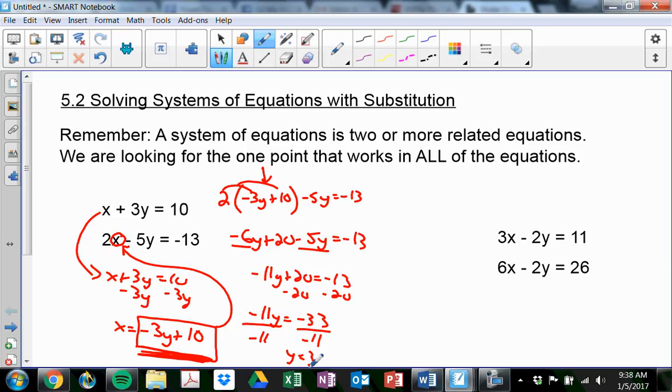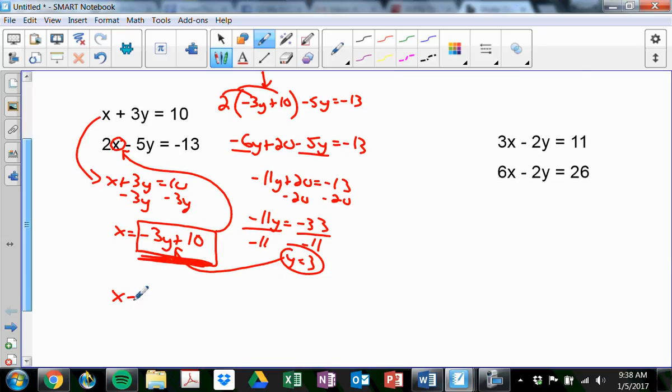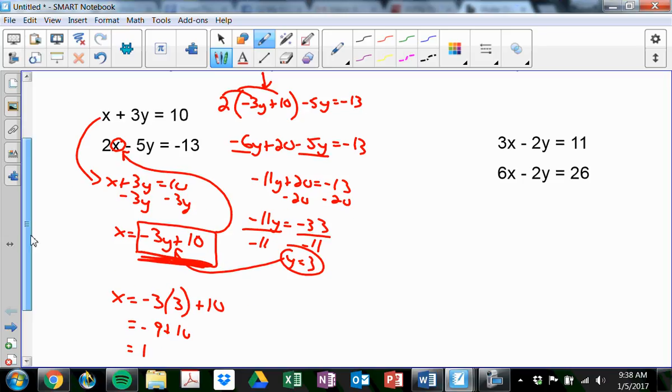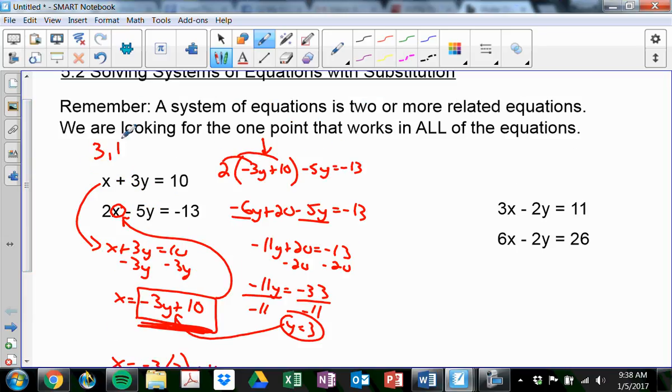I now have to go back and find x. Well, this can be pretty simple. I just take what y is equal to and plug it in for one of my y's somewhere. So x equals negative 3y plus 10, and y is now 3. X equals 1. My solution is the point 3, 1.